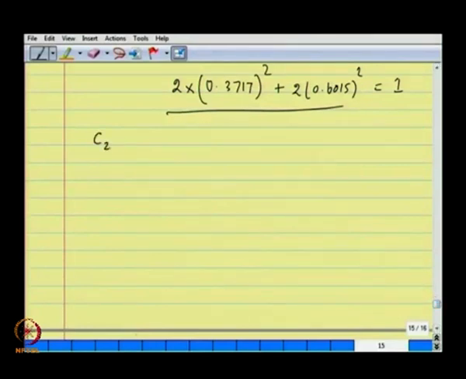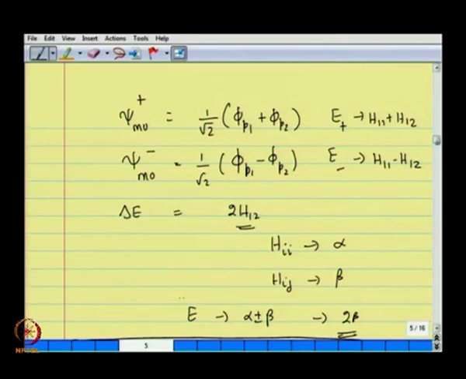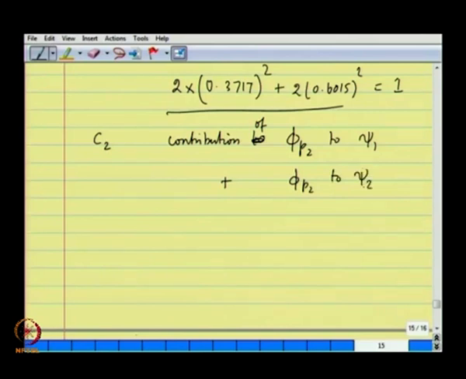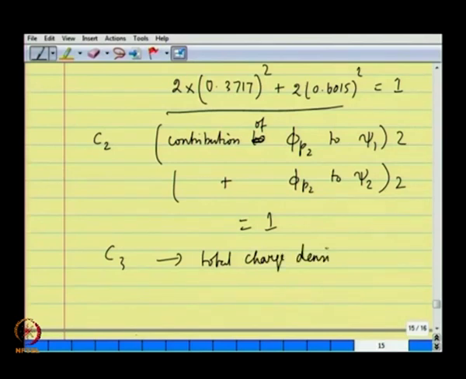Likewise, if you calculate the charge density on C2, it is the contribution of φp2 to psi 1 plus the contribution of φp2 to psi 2, and each of these contributions is multiplied by the total number of electrons in each of these molecular orbitals, which is 2, and you will find that to be exactly 1. And likewise for C3, you will get the total charge density to be 1, and for C4 also the total charge density to be 1.